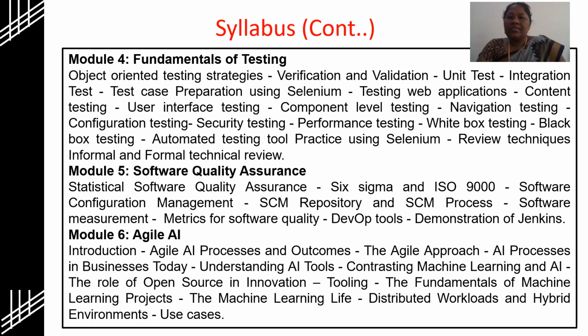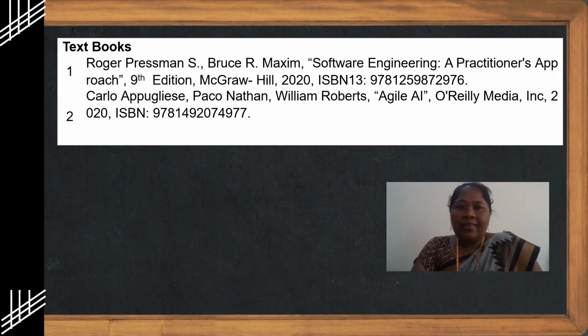So this is the overall structure of this particular subject. Module 1, Module 2 and Module 3, up to Module 6, explain each and every phase involved in this particular project development. And there are two texts we are going to follow. The first one is Roger Pressman, and the second one is Carlo. The second is for the last module, that is Agile AI, and most of the modules will be covered by the first textbook.